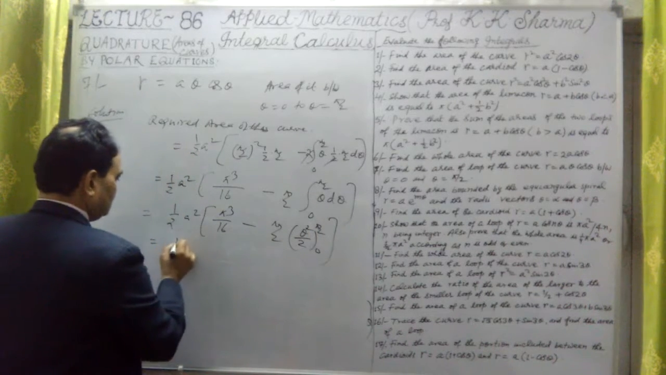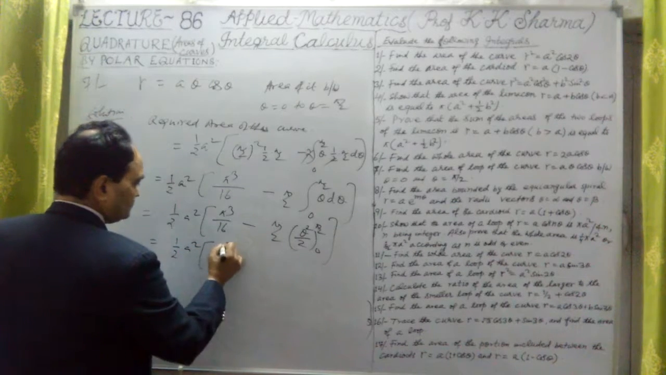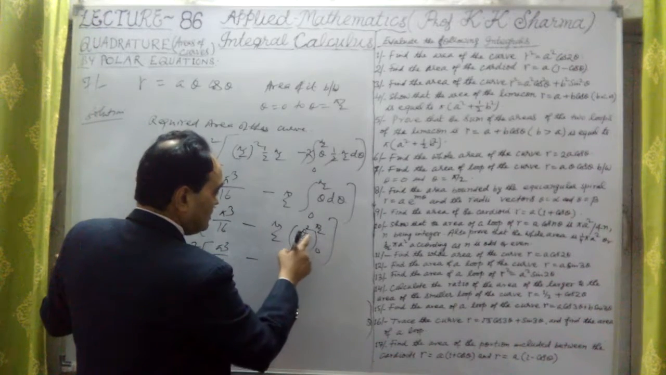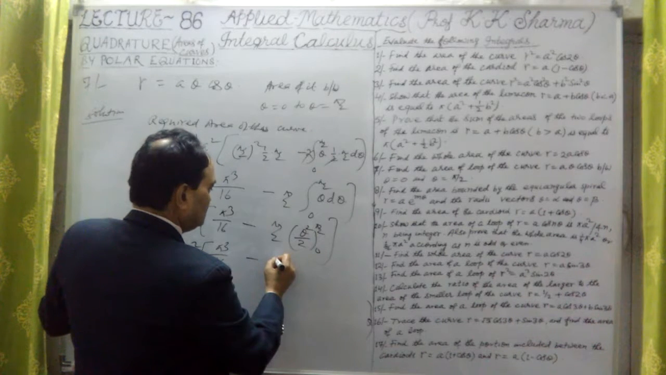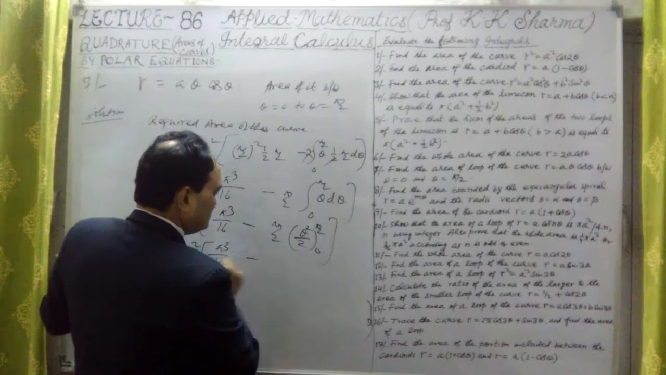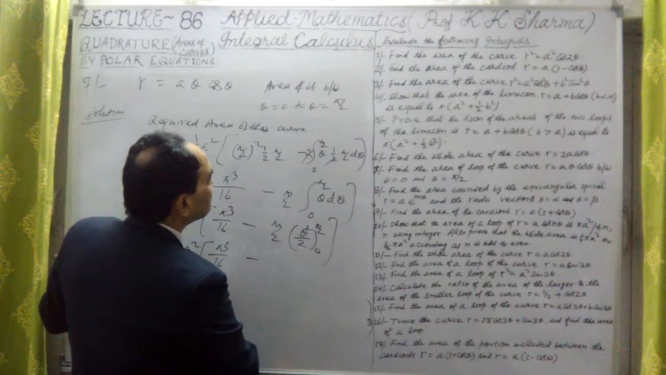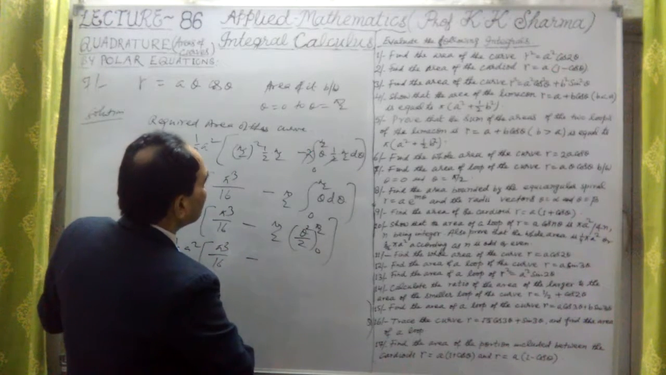Okay, so this will give us 1 by 2 a square. This is pi cube upon 16, first one. Minus sign here, again pi cube will come out. This is upon 4 to the 8 to the 16. So this is again pi cube upon 4 to the 8 to the 16. It is coming out as pi upon 2. Is it plus 16 or minus 16? It is minus 16 here.